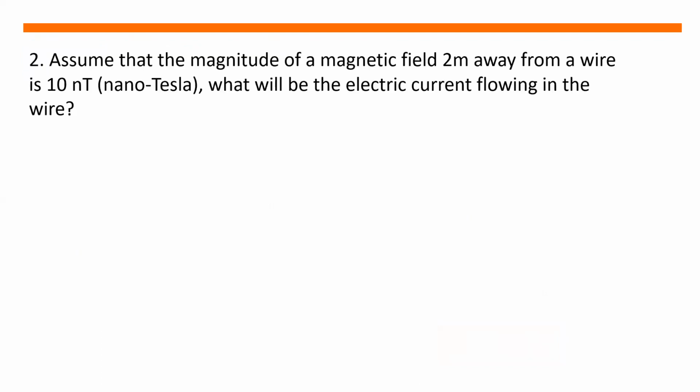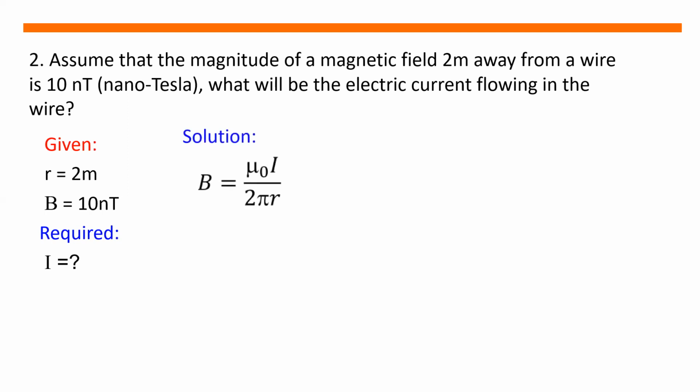Problem number 2: assume that the magnitude of a magnetic field 2 meters away from a wire is 10 nanotesla. What will be the electric current flowing in the wire? Again, the distance of our object from the conductor or the wire is 2 meters, and the wire creates a magnetic field with a strength of 10 nanotesla. We are asked to solve for the current flowing in the wire.